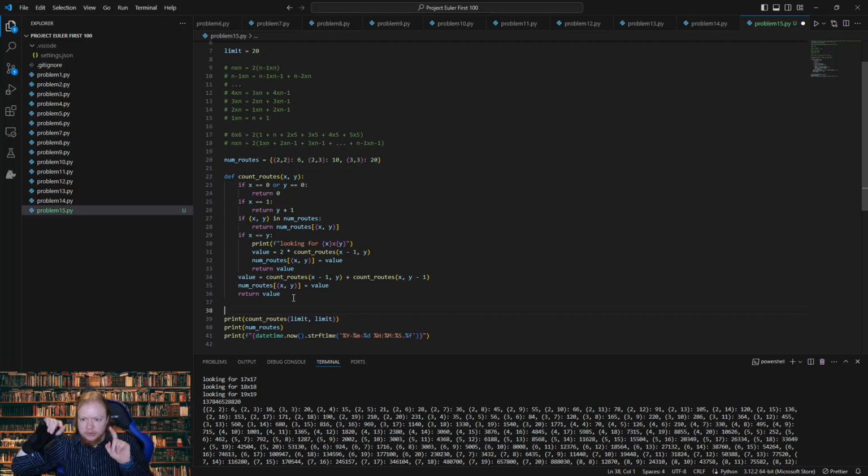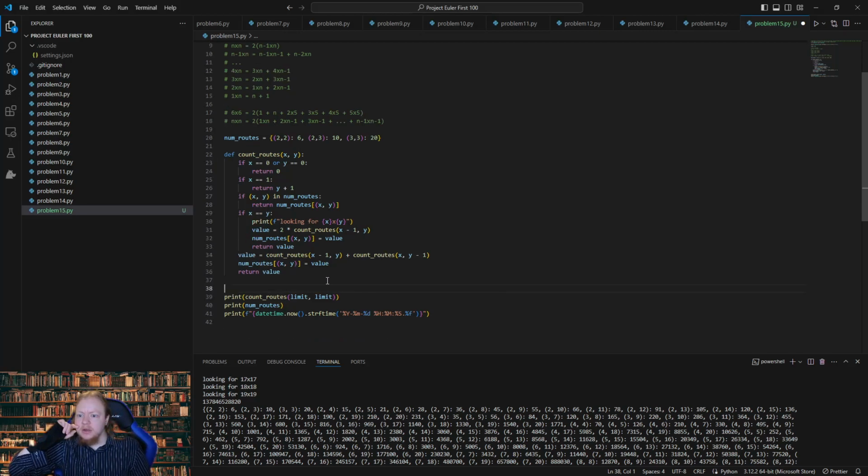Some compilers or some linters prefer a double space there, so I'm trying to be in that habit. Should set my linter up to do that for me.